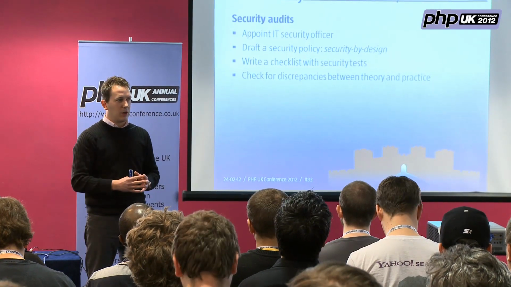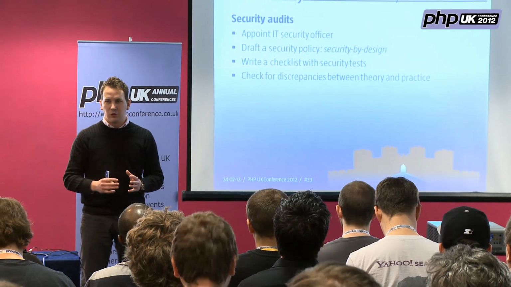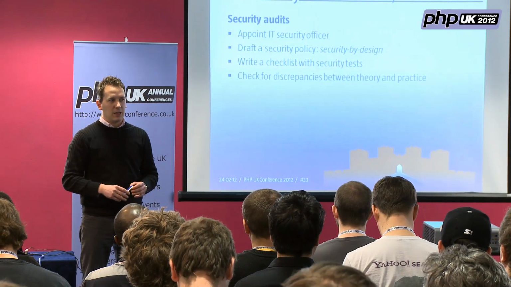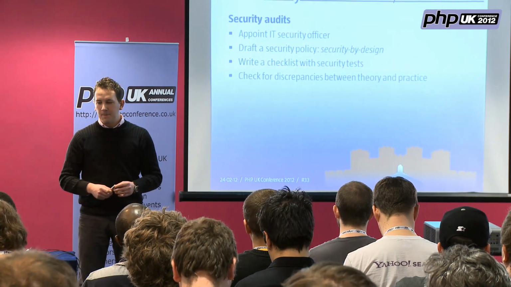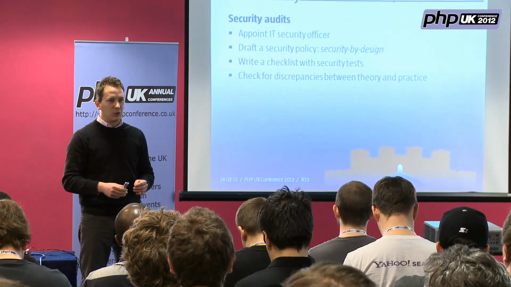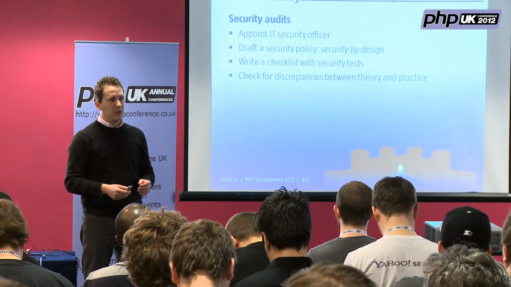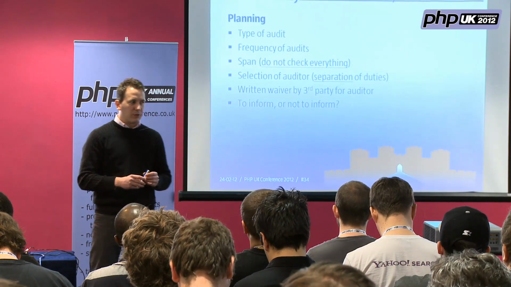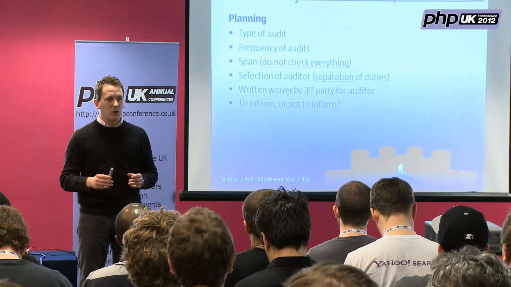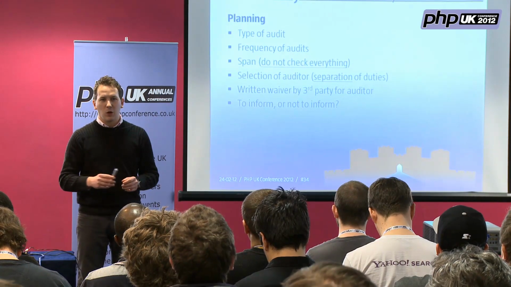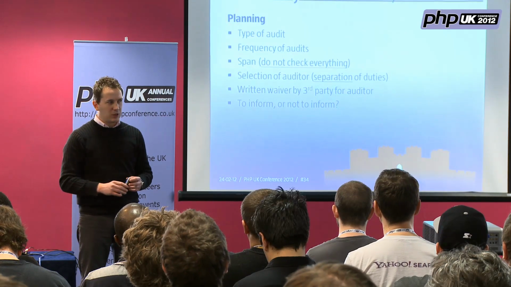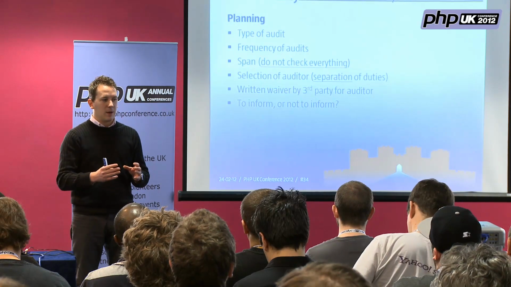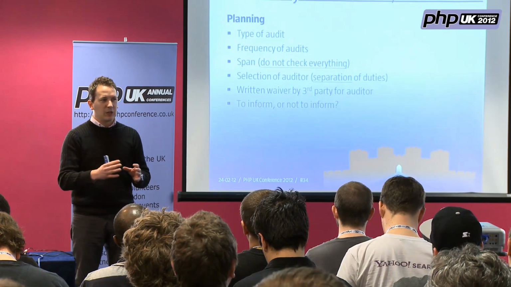And the first thing you have to do as an organization is to draft a security policy. You have to decide what an acceptable risk level is and what security measures you will be taking, and write a checklist with security tests you will be executing to see if the policy has been implemented correctly. And then you have to decide which kind of audit you're going to do and when you're going to perform a security audit. I would recommend that when you have a piece of functionality ready, then it's time to check if it's secure or not.